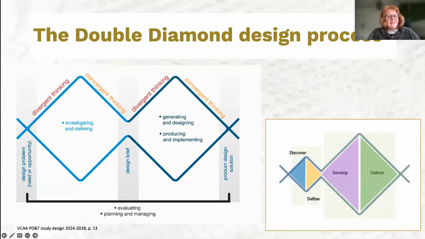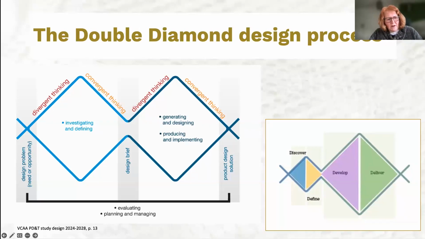So the double diamond design process is a new look to the design process, and it has a different focus in some ways. One of Jacinta's colleagues has talked about the first diamond being the problem space and the second diamond being the solution space, and that's very apt. The first diamond is looking at students really coming to terms with what the issue or the problem or the opportunity is. And the second diamond looks at how they then solve that or create a solution for that area. It also looks at divergent and convergent thinking.